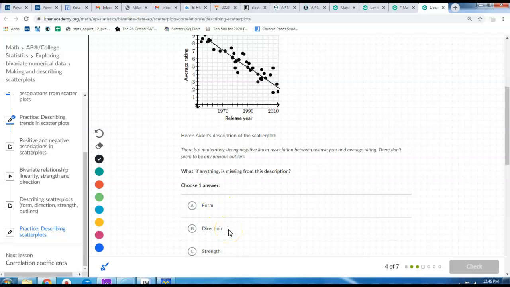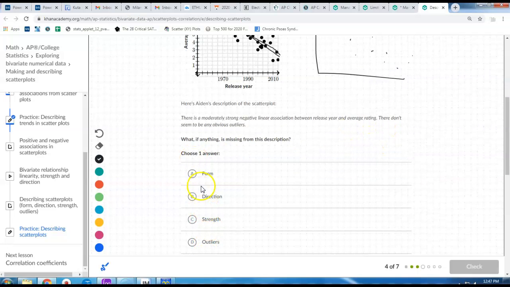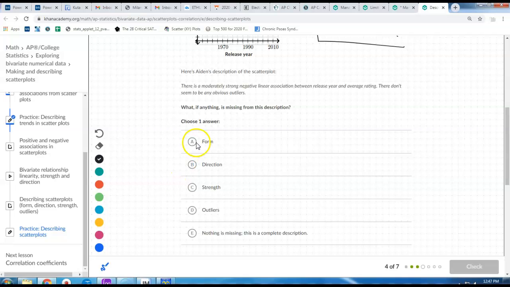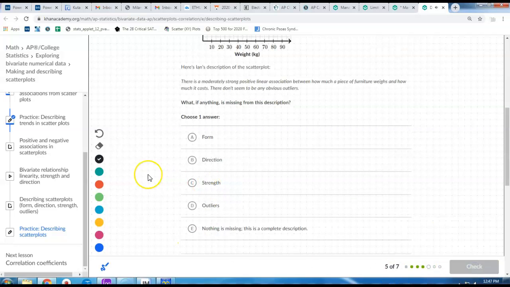Okay, form is linear or curved. Direction is positive or negative. Strength is strong or weak, and this one's strong because most of the points are pretty close to that line. I could also go with moderate there. Weak would look more like, yeah, there's a pattern, but it's kind of hard to tell there's a pattern. And it says there are no outliers, so they discussed it. And then you just mention are there outliers or not. So when you're describing these, is it linear or curved? Is it positive or negative? Is it strong, moderate, or weak? And are there outliers or not? And this has all 4, so that is solid.